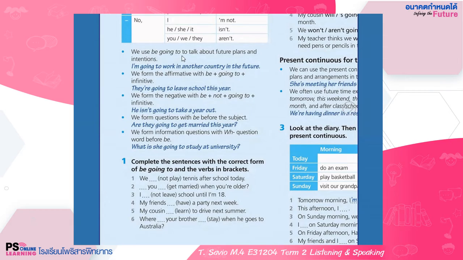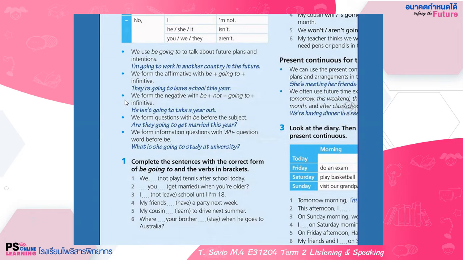We use be going to talk about future plans and intentions. Example, I'm going to work in another country in the future. We form with be plus going to plus infinitive of the verb. Example, they're going to leave school this year. The be form is they're going to, and the infinitive, leave.